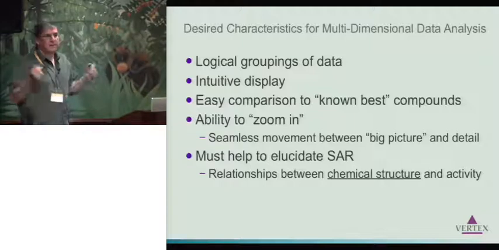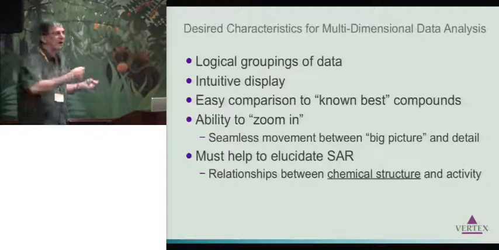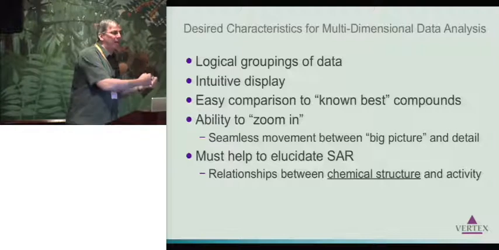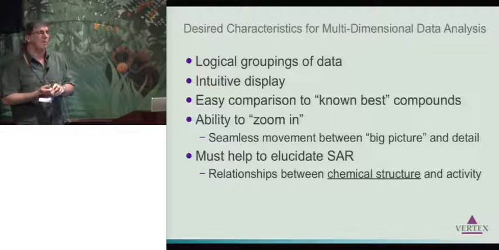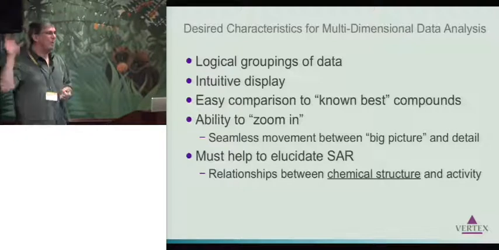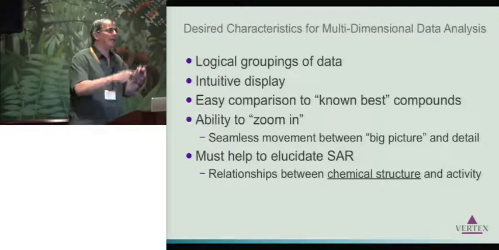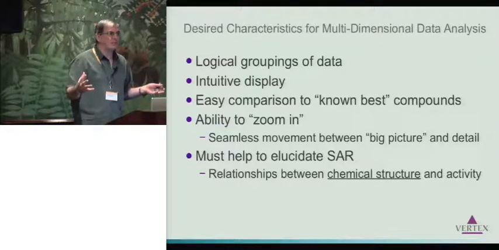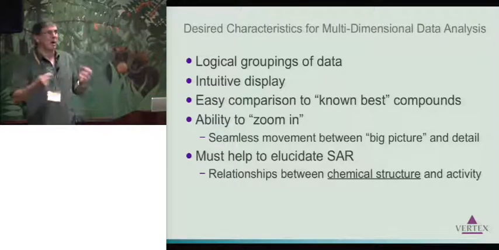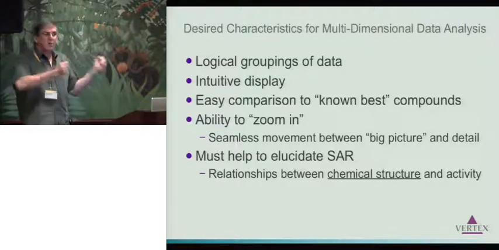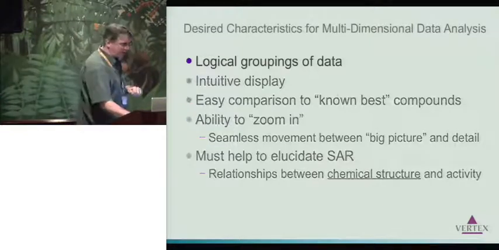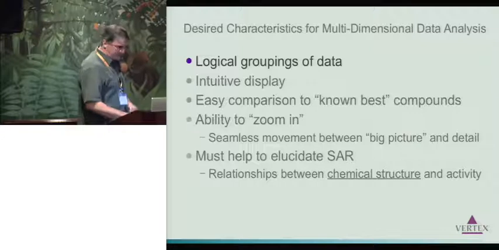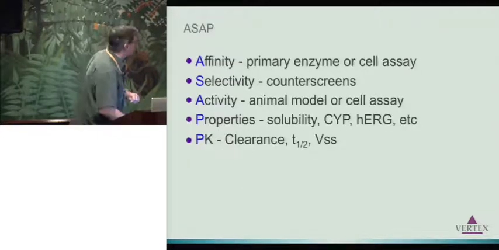Then finally, and probably most importantly, what we're trying to do here is we're trying to make a molecule. So the most important thing for that is to really enable people to make that mental connection between chemical structure and biological activity. And I think a lot of our cheminformatics tools are really not geared that way. So we tried to think about how can we change things to do that. So let's start out by just taking a look at logical groupings of data.